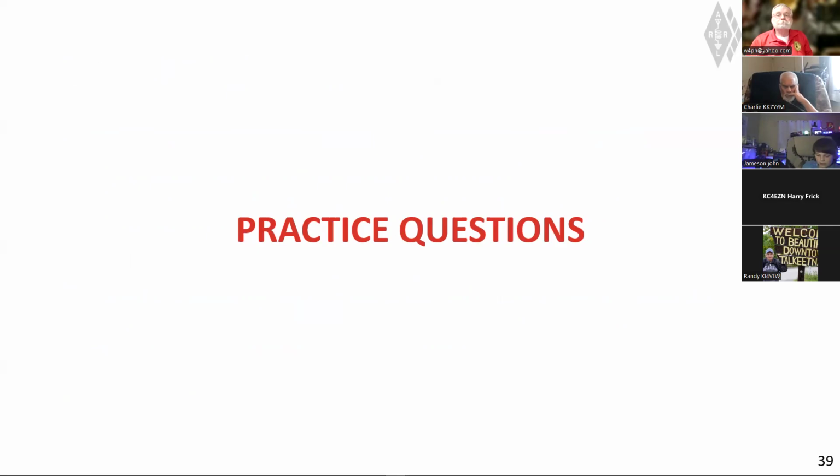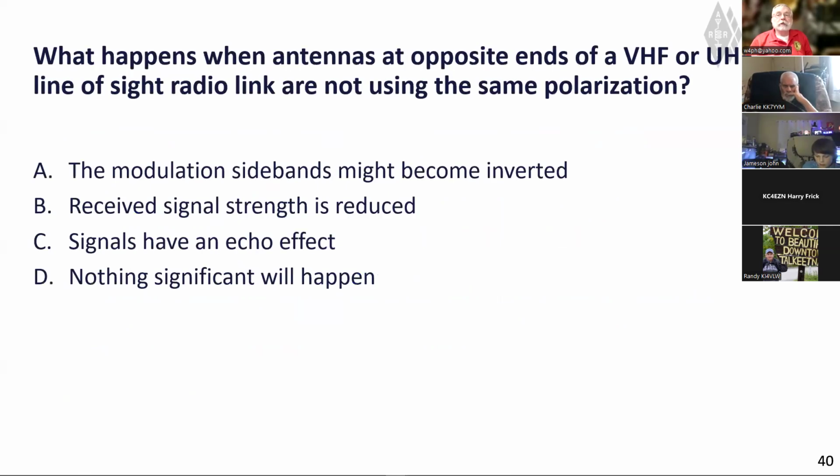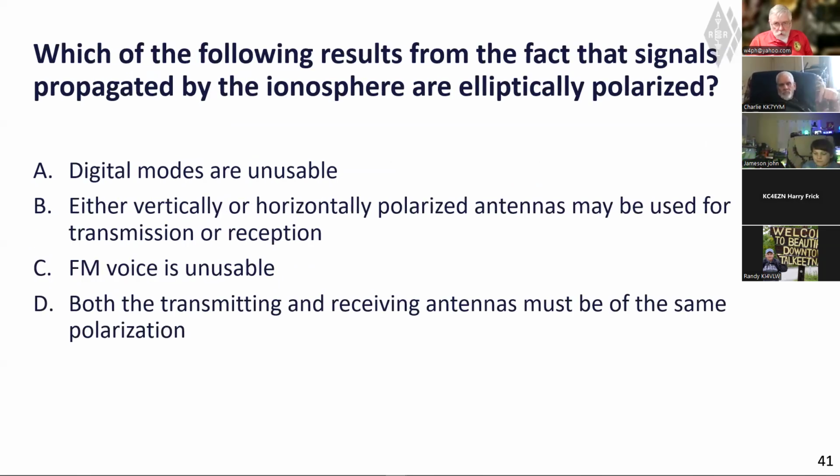Practice questions. What happens when antennas at opposite ends of a VHF or UHF line of sight radio link are not using the same polarization? And that would be B, received signal strength is reduced. Which of the following results from the fact that signals propagated by the ionosphere are elliptically polarized? Either vertical or horizontally polarized antennas may be used for transmission or reception.